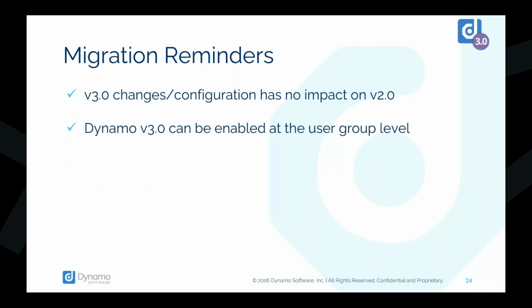One of the questions I get from clients a lot is, do I have to do this on a staging tenant? We haven't seen the need for that yet. Because the 3.0 migration can be enabled at the user group level, we haven't really seen a need to do this on a staging or UAT tenant. You can do this right on production and just simply not push 3.0 out to your users until you're ready.